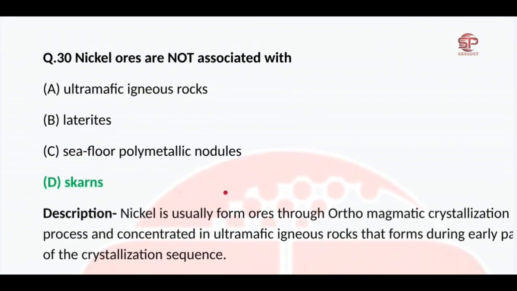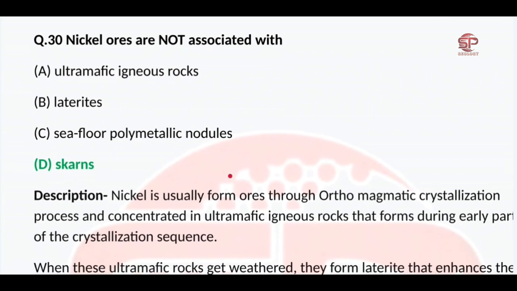The nickel ores are not associated with. So nickel generally forms through magmatic crystallization. It is produced by lateritic nickel laterite deposition. It will be formed by weathering action and is also found in polymetallic nodules in the ocean. So only it is not produced by hydrothermal alteration in a skarn region.